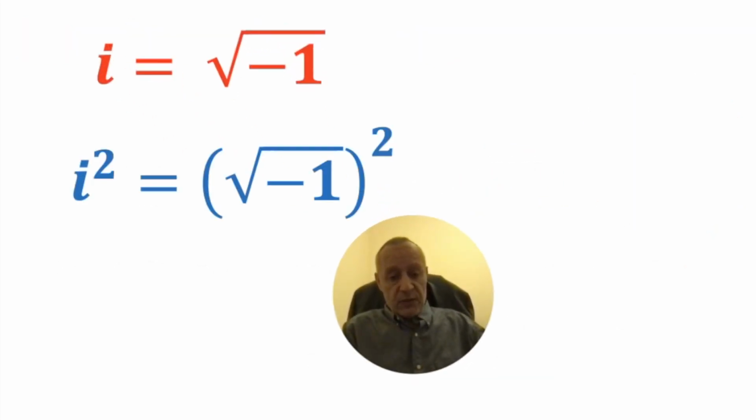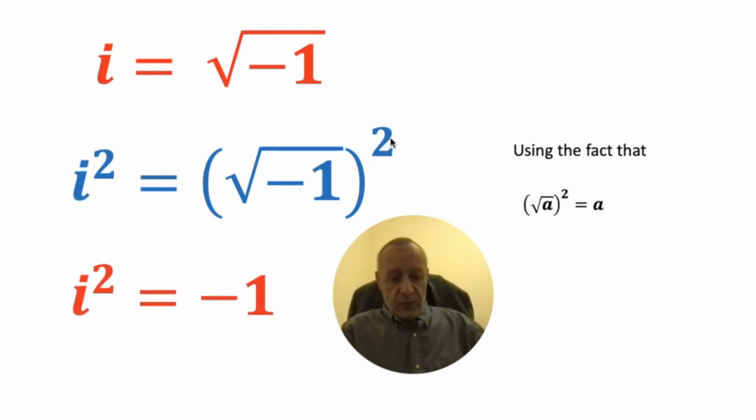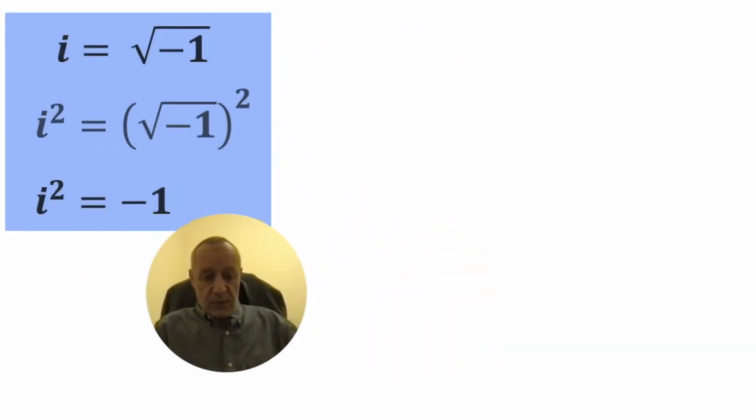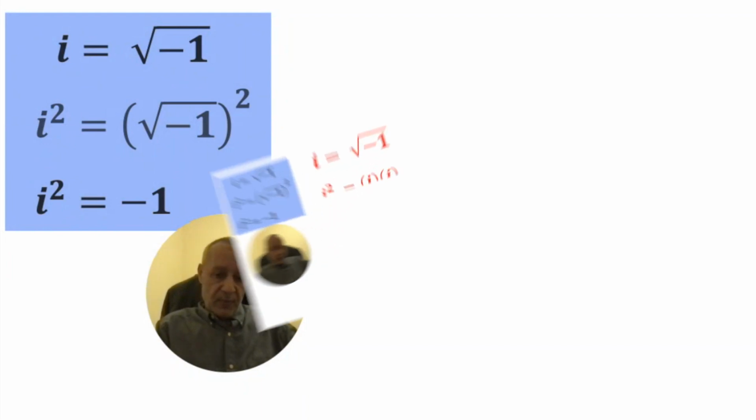On one hand, if I square i, then I can simplify using the property that the square of the square root of a is equal to a. That's going to give me i squared equals -1. Let's put this on one side and do another calculation.